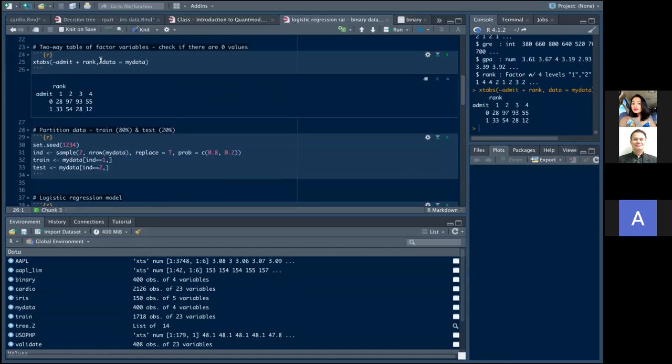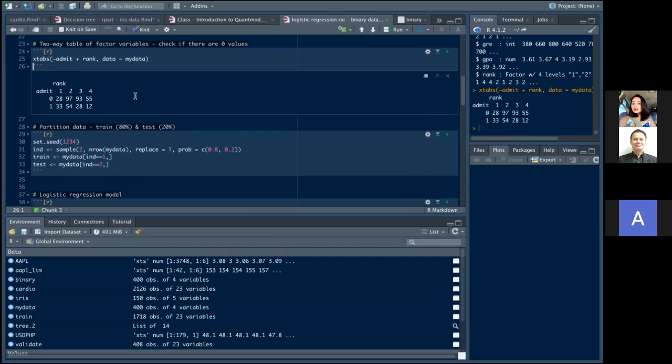Okay. So you should have this, guys. Notice that this is a cross tabulation of those who were admitted and not admitted, and their corresponding school rank from where they come from. So these are applicants to, I think, an MBA course in a university. Those who were not admitted are in the first row. 28 were not admitted, coming from a rank 1 school. 97 not admitted, coming from a rank 2 school, etc. So this cross tabulation is very easy to understand.